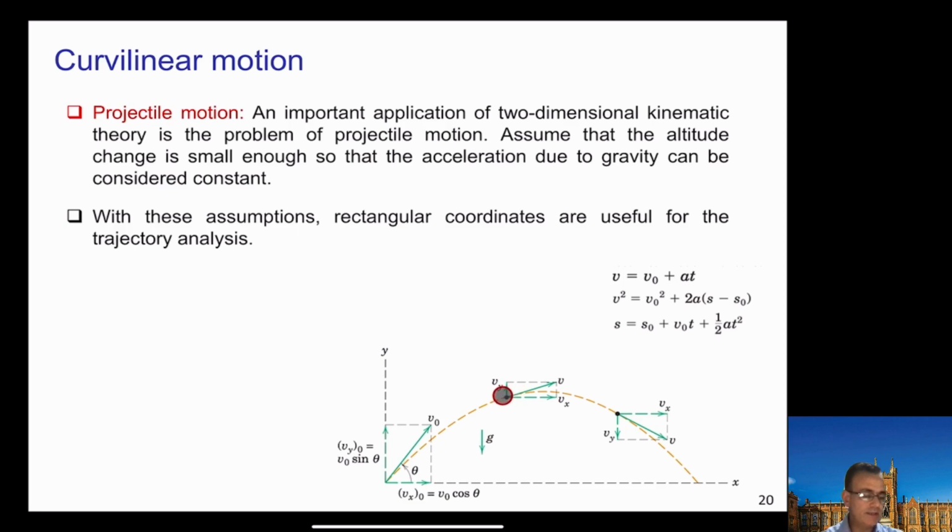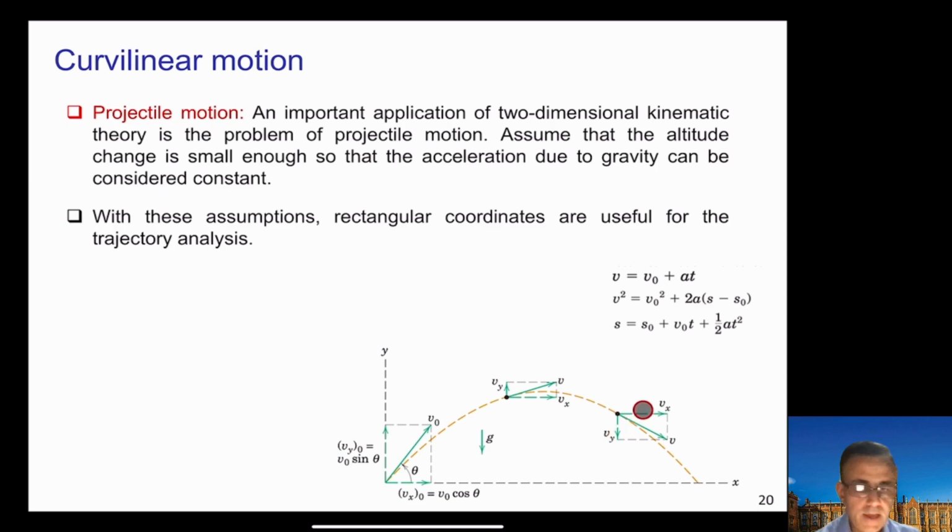Similarly, at any specific point, for example, at this point here, the total velocity is tangent to the path of the projectile. But again, we can split this into two components. One is vx, one is vy. Similarly, for this location here, the total velocity, which is v, is tangent to the path of the projectile. But again, we can split this into two components, one is x and one is y. Now again, you can see the difference between this location and this location here: in this location the vy is upward, but in this location the vy is downward.